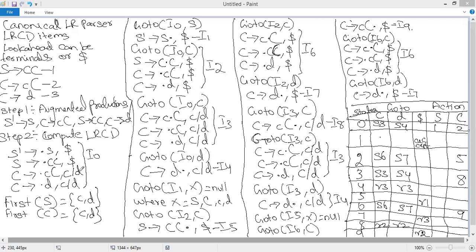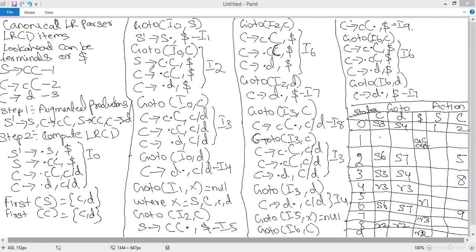Now expand the I naught with the go to operation. So go to of I naught comma S. After this dot S is there. So go to of I naught comma S: S dash tends to S dot comma. Initially we will be having dollar, that is mentioned as I1. Then go to of I naught comma C.